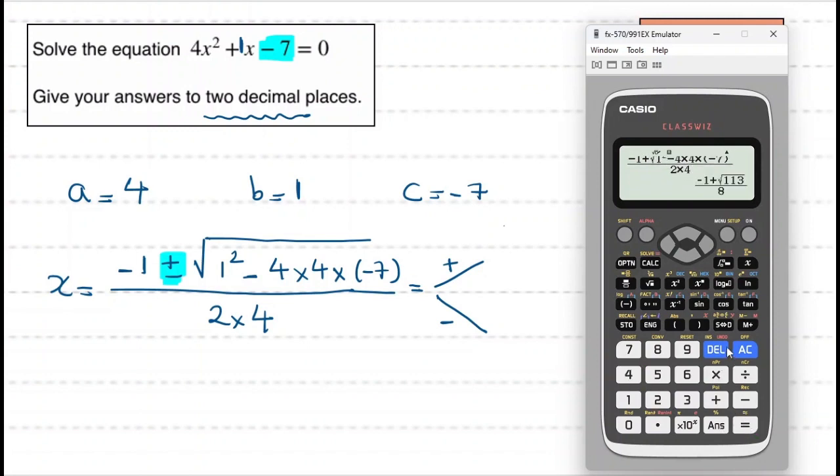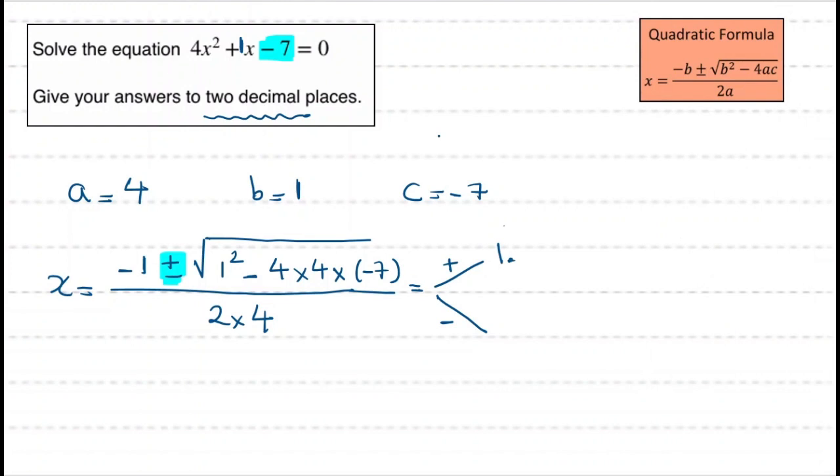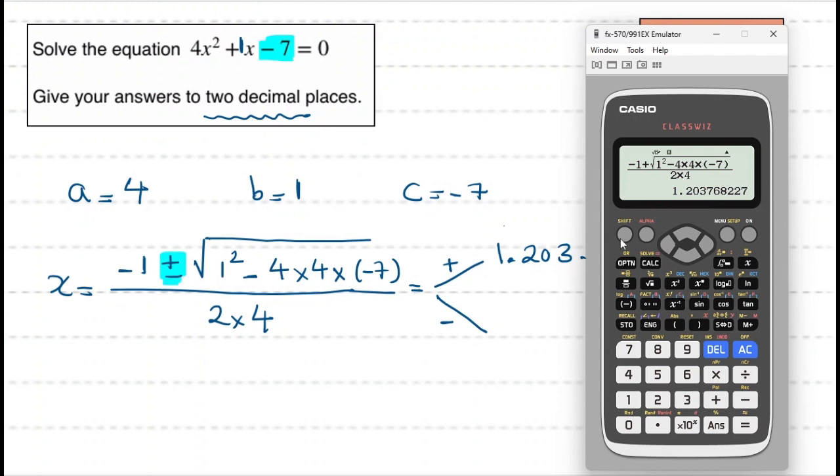Press equal and then S to D, and that gives us the answer of 1.203 dot dot dot, and then we round it to 2 decimal places to get 1.20.